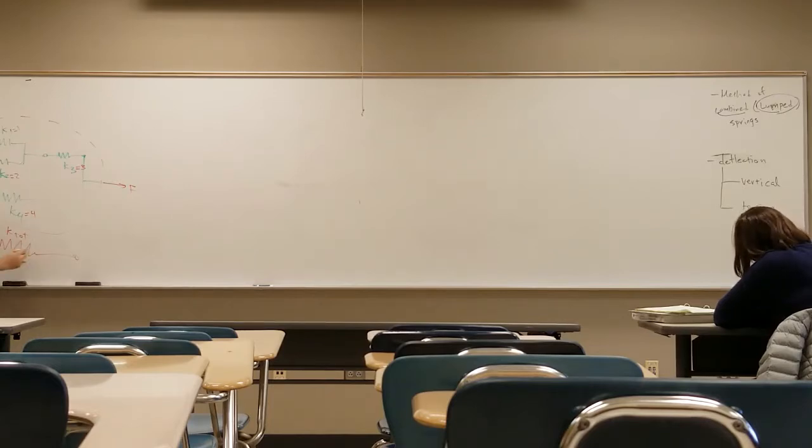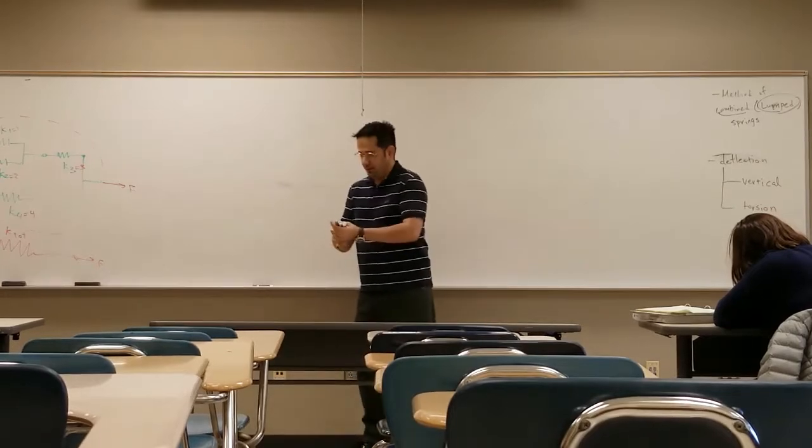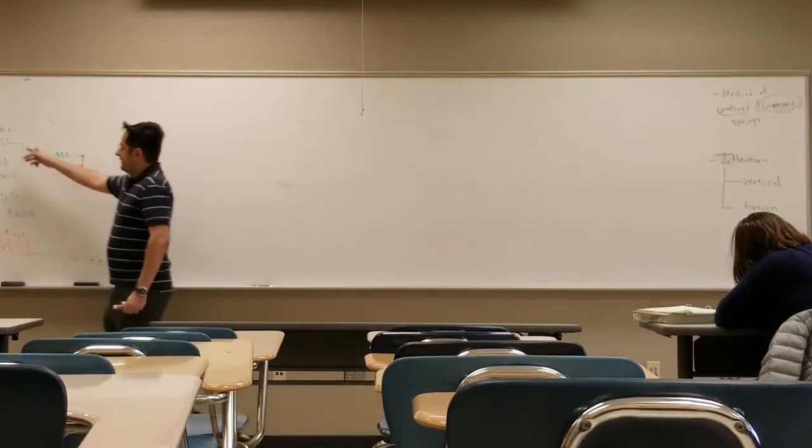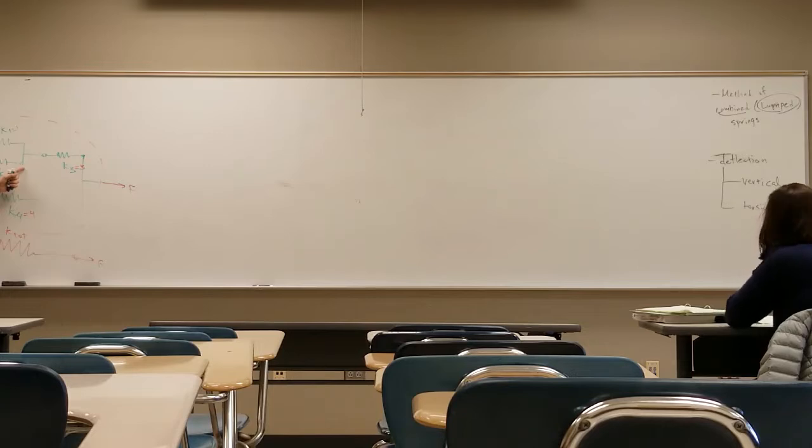There you go. Here's how you do it. You must use a formula. So what should I do if I want to replace or simplify this into one combined, one total spring? K1 and K2. So first start with these two guys, right? These two are in parallel. So what should I do?